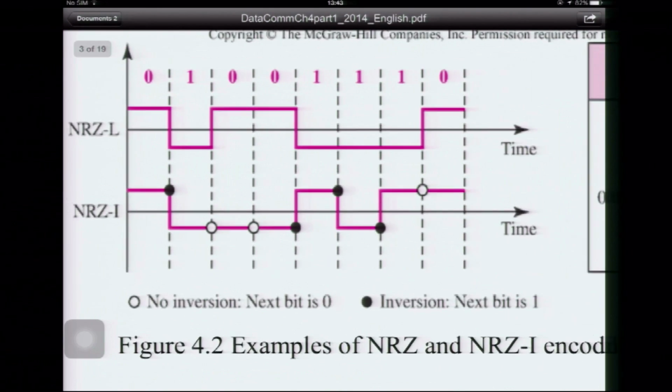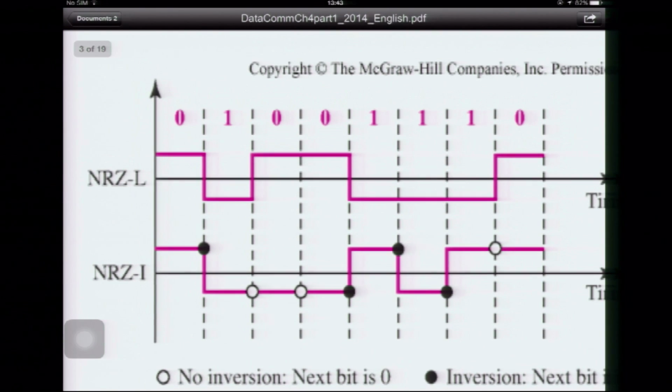So you can see here, on the second graph. Suppose it's high at first. If the next bit is 1, then there has to be a transition, so it changes from high to low. Then the next bit is 0. If the next bit is 0, then there is no transition, so if it is low, it will keep being low. Then the next bit is 0, so it keeps being low.